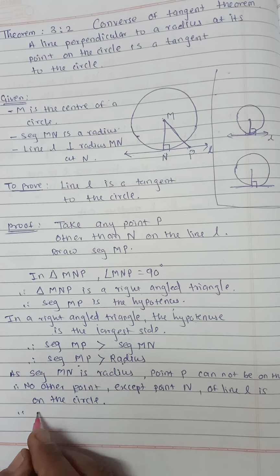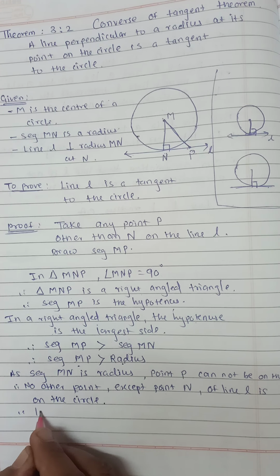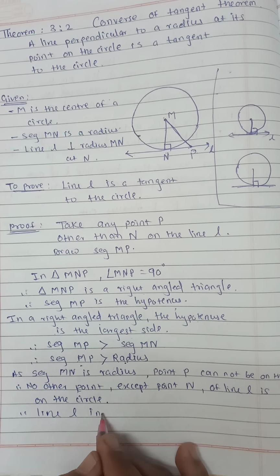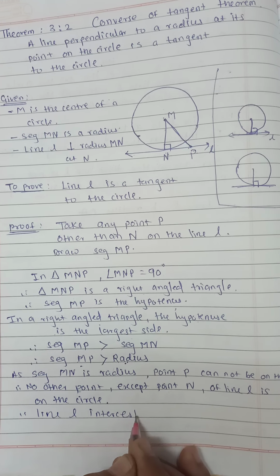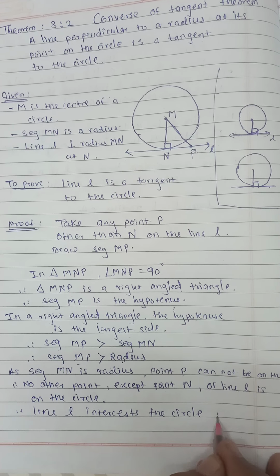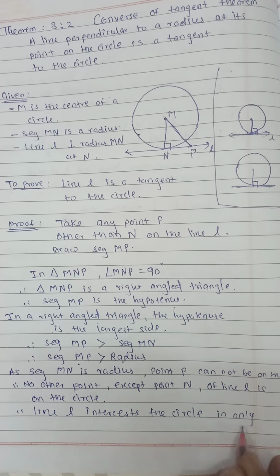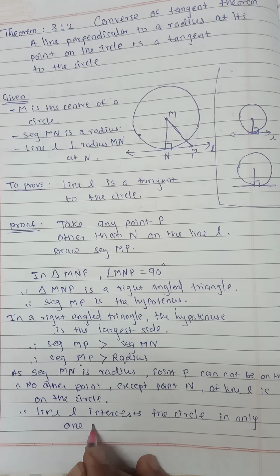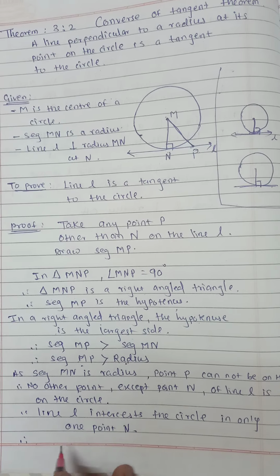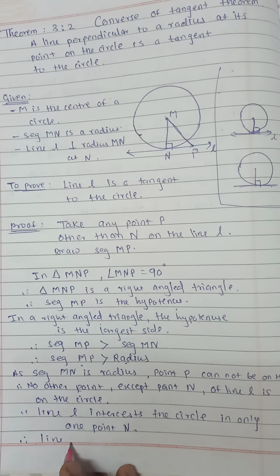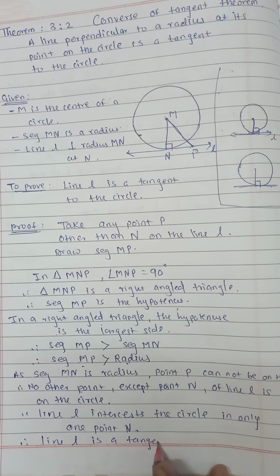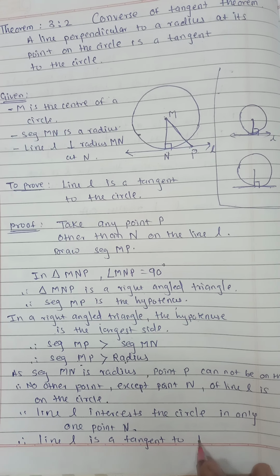Therefore, line L intersects the circle in only one point N. That means line L is a tangent to the circle.